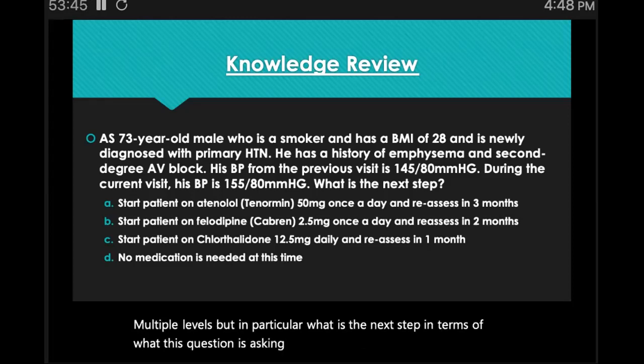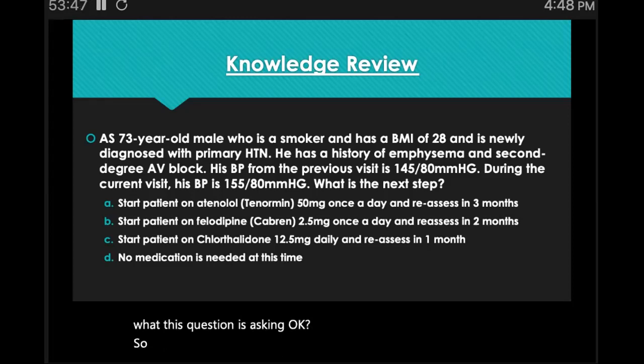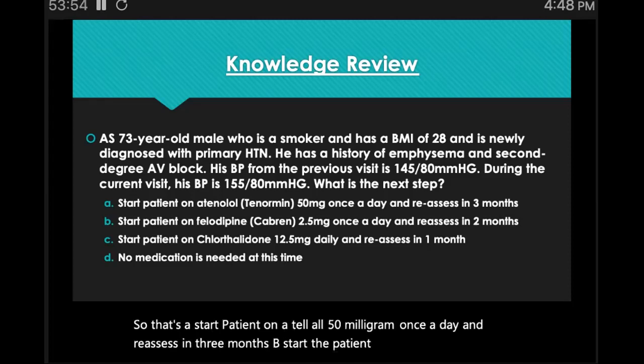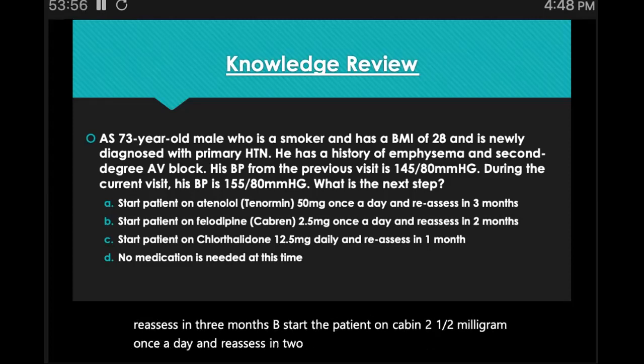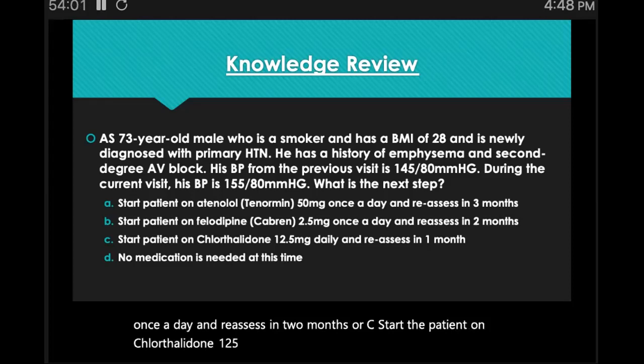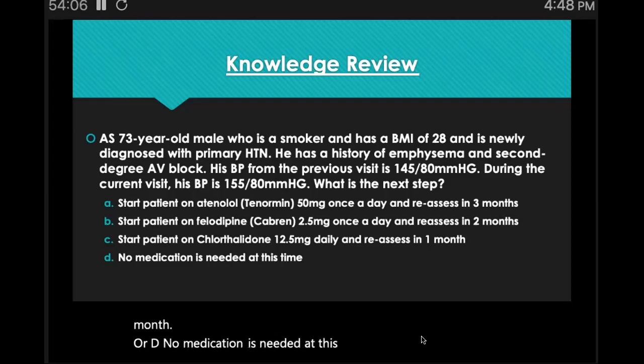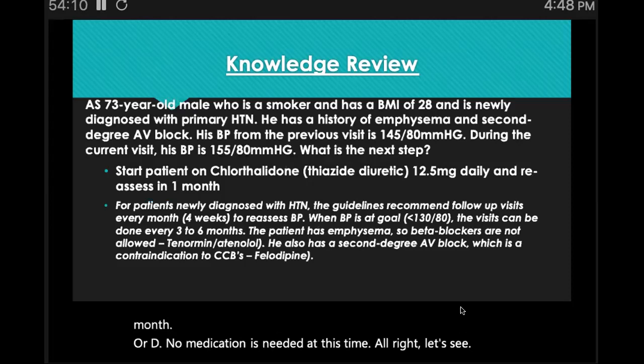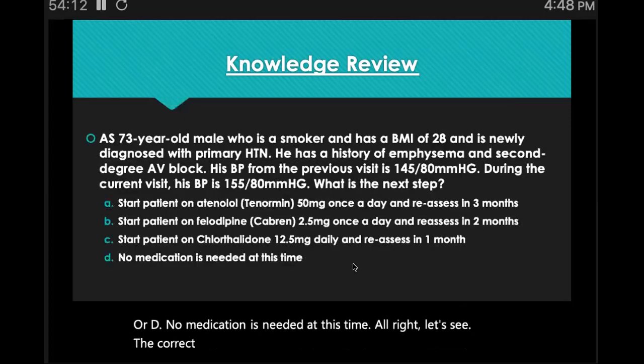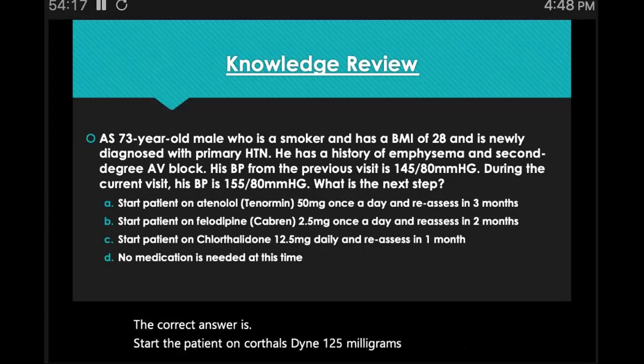Okay. So that's A, start patient on atenolol, 50 milligram once a day and reassess in 3 months. B, start the patient on captopril, 2.5 milligram once a day and reassess in 2 months. Or C, start the patient on chlorthalidone, 12.5 milligrams daily and reassess in 1 month. Or D, no medication is needed at this time. All right, let's see. The correct answer is C, start the patient on chlorthalidone, 12.5 milligrams daily and reassess in 1 month.